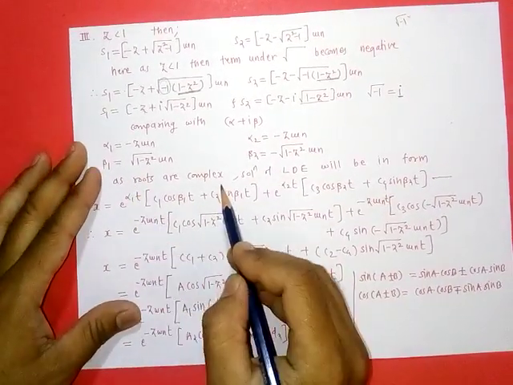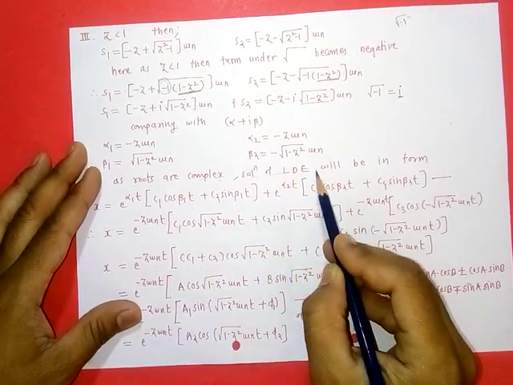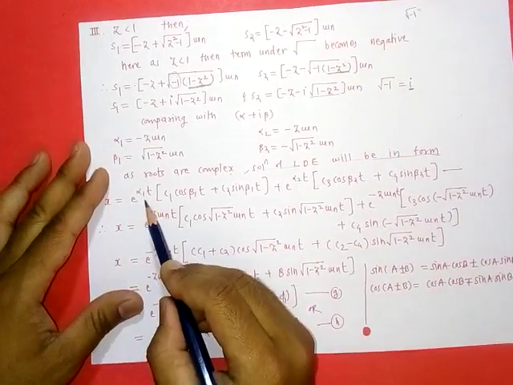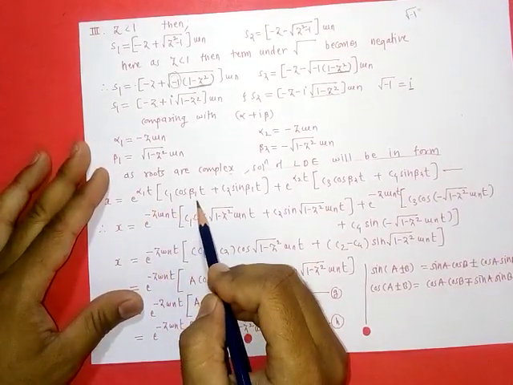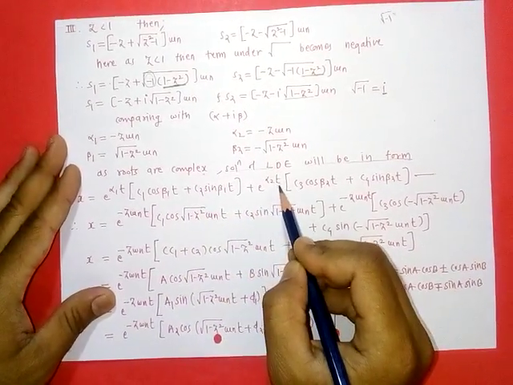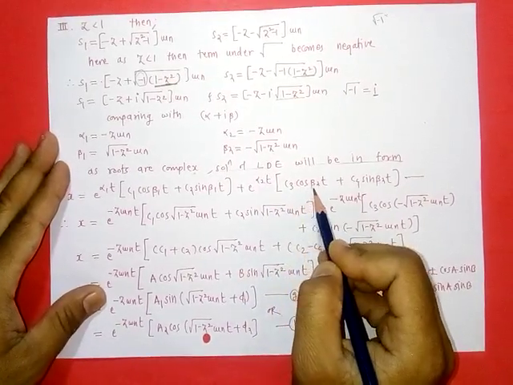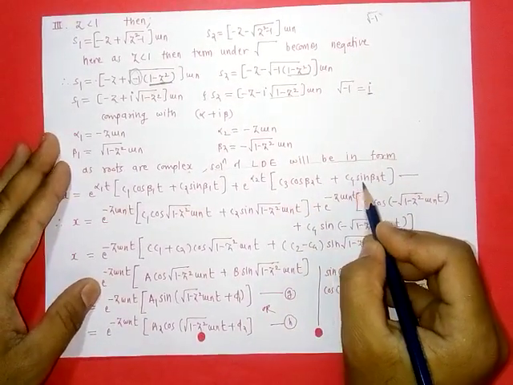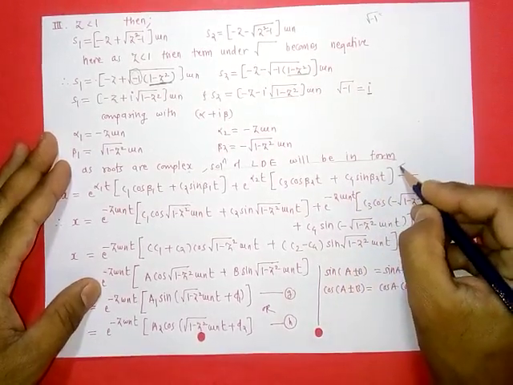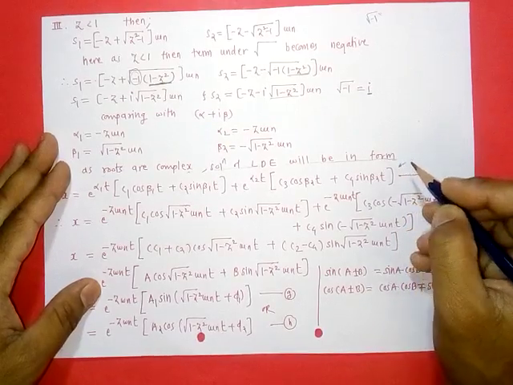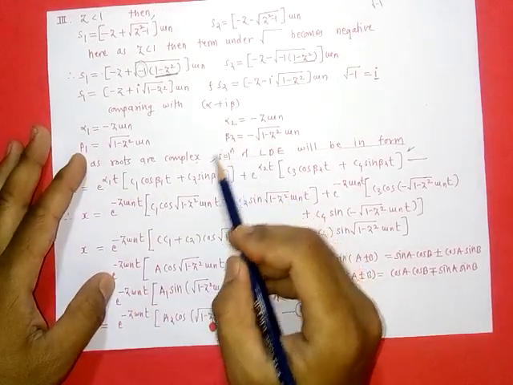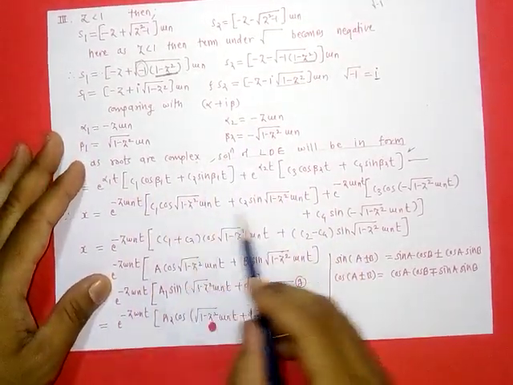As here roots are complex, the solution of the linear differential equation will be in the form x is equal to e raised to alpha 1 t into bracket c1 cos beta 1 t plus c2 sin beta 1 t, plus e raised to alpha 2 t into c3 cos beta 2 t plus c4 sin beta 2 t. So this is the form of solution when roots are complex numbers. Now putting the values of alpha 1, beta 1, alpha 2, beta 2 here, we get the equation in this form.